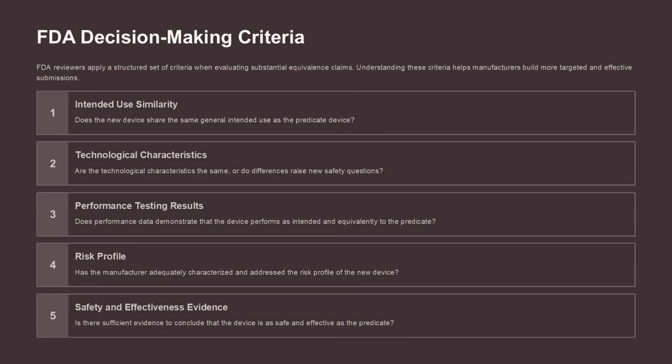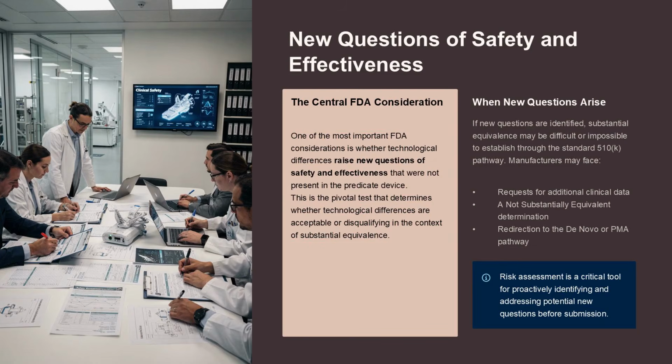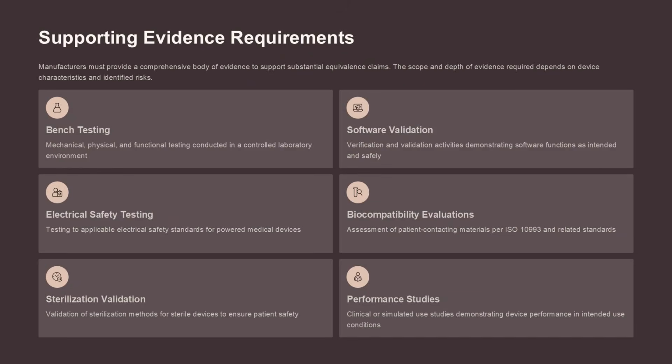FDA decision-making criteria include intended use similarity, technological characteristics, performance testing, risk profile, and safety evidence. New questions of safety and effectiveness arise when technological differences are identified, requiring additional scrutiny. Supporting evidence includes bench testing, software validation, safety testing, biocompatibility evaluations, sterilization validation, and performance studies.